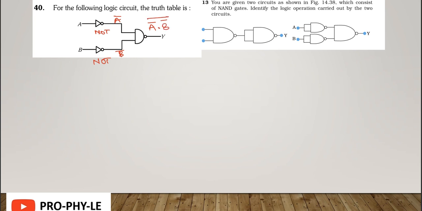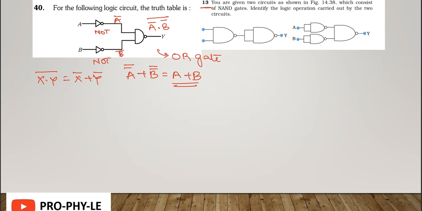Here, if I use our Boolean algebraic expressions, we have two De Morgan laws. If we have (x into y) whole bar, that will be x bar plus y bar. So this will be (a bar) whole bar plus (b bar) whole bar, that will be equivalent to a plus b, which is an OR gate.